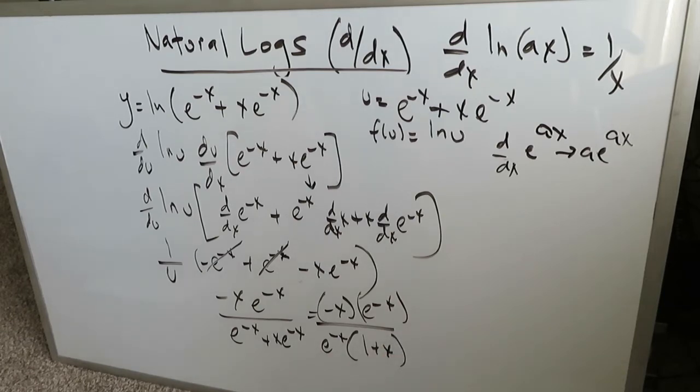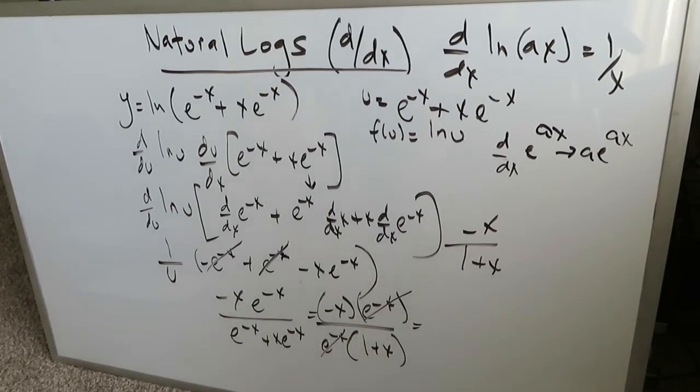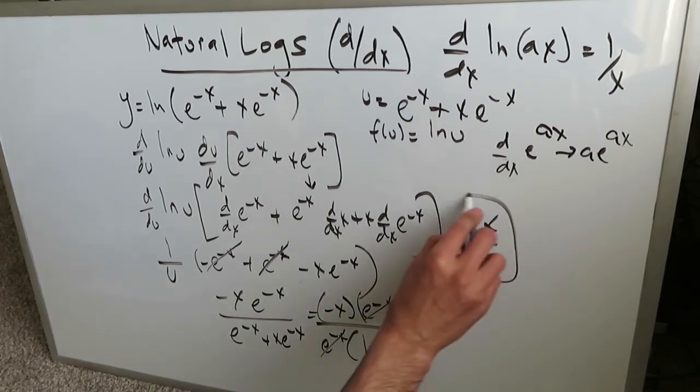Now look over here. You see e to the minus x, e to the minus x, everything is in a multiplying format. You can just cancel these out. You essentially get left with minus x over 1 plus x. And this right here represents your final answer.